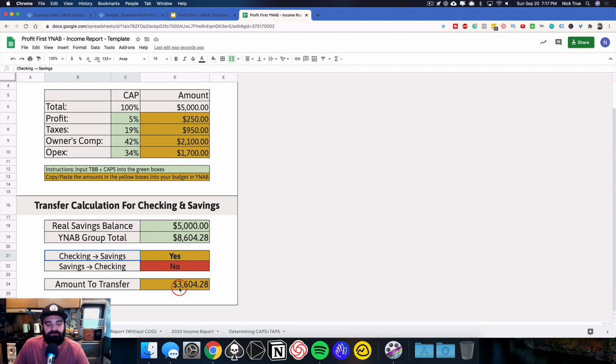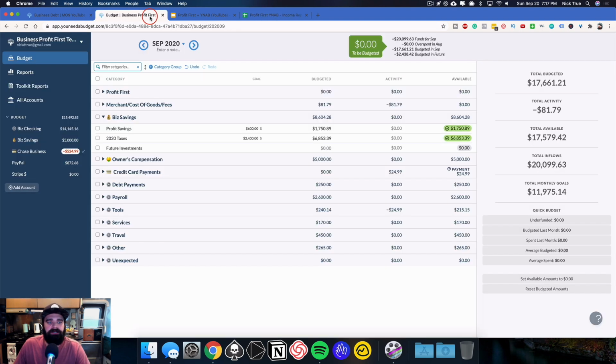And then it tells you the amount to transfer. So now what I would do in real life is go to my real life bank and make one transfer. In the normal Profit First book, you're making a bajillion transfers. In this scenario, you don't have to do that. You can do one transfer of this number here. So in real life, I would go do that.